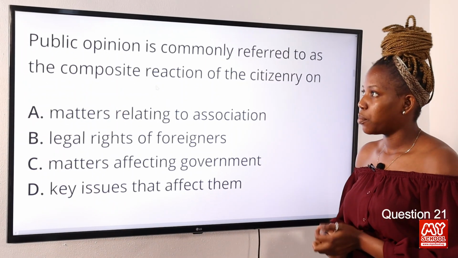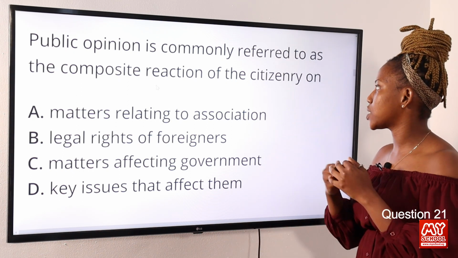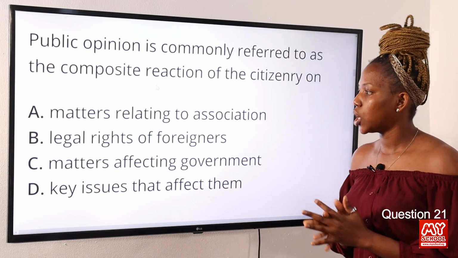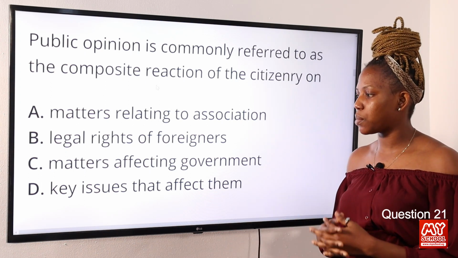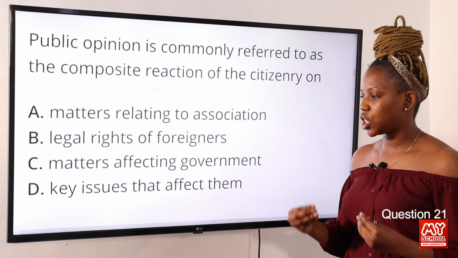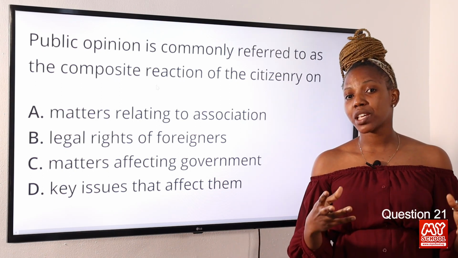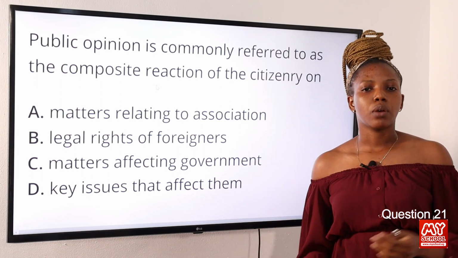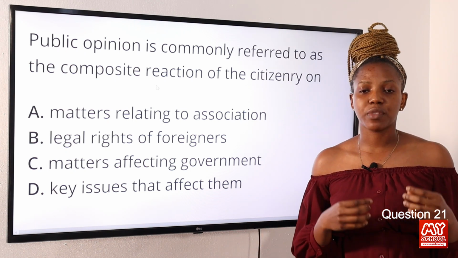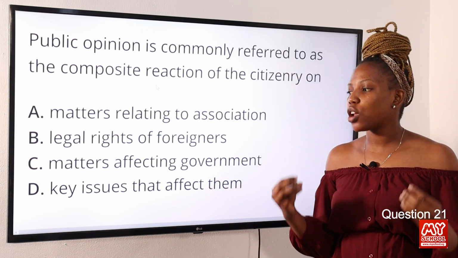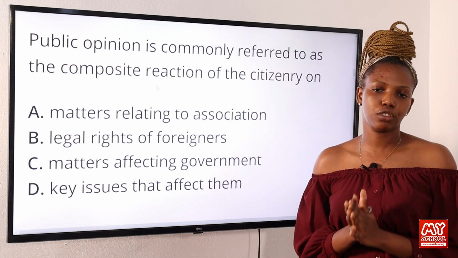Question 21. Public opinion is commonly referred to as the composite reaction of the citizenry on option A, matters relating to association, option B, legal rights of foreigners, option C, matters affecting government, option D, key issues that affect them. Now when we talk about public opinion, the public is the majority of the people. Public opinion includes the wants, the desires, the thinking of the people. So all of this boils down to the key issues that affect them. So option D is the correct answer to this question.